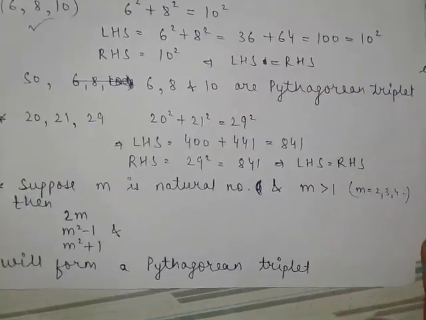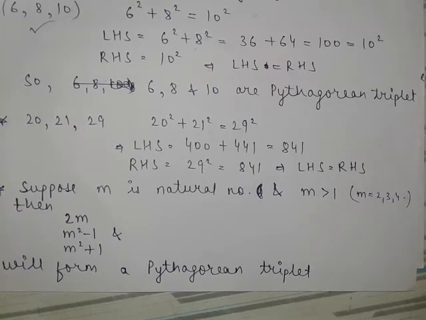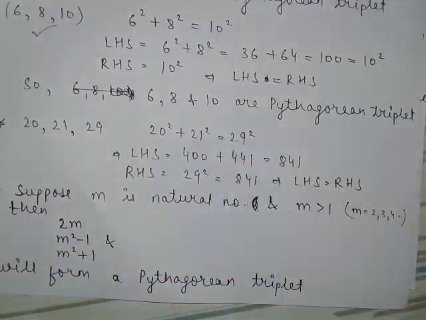Okay, but how, sir? Now you will say, sir, how, we didn't even get to know how you wrote it. So we will see here, m is a natural number. Okay, so if you take any natural number, but it should be greater than 1.